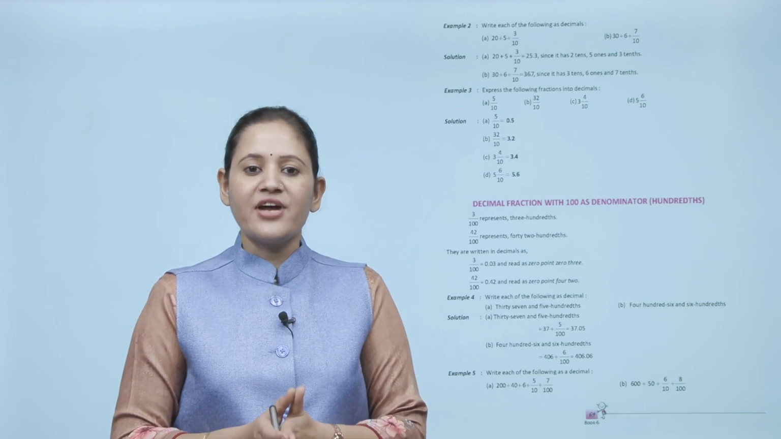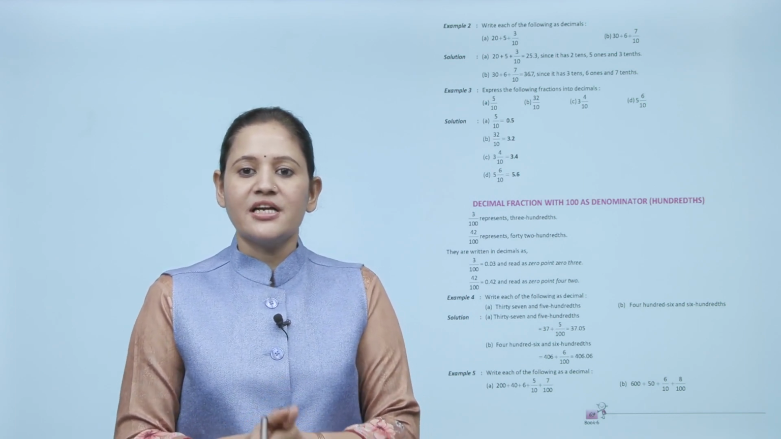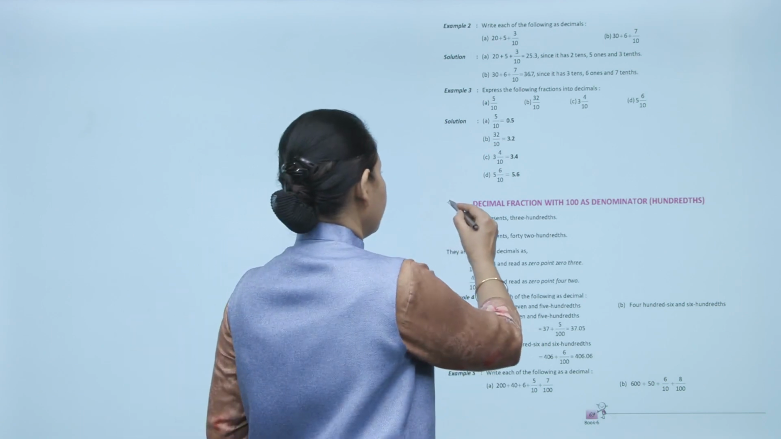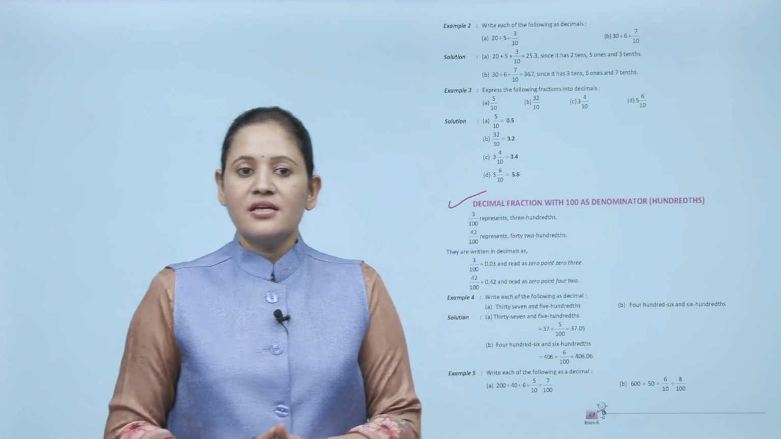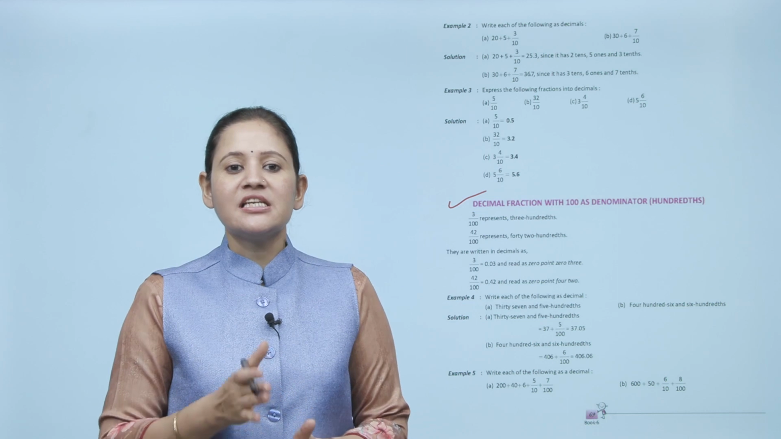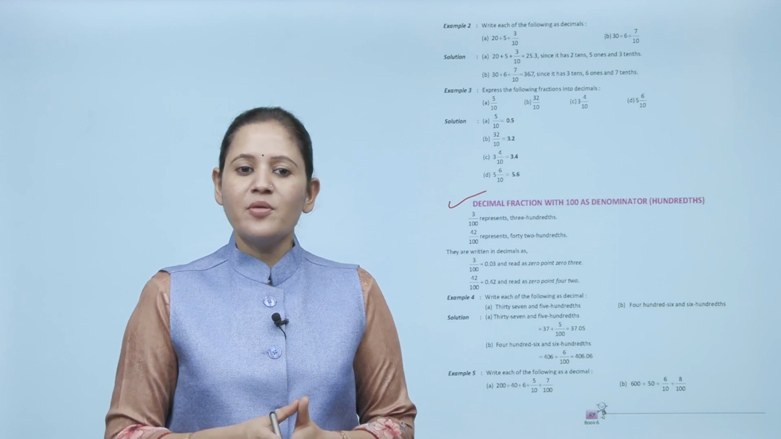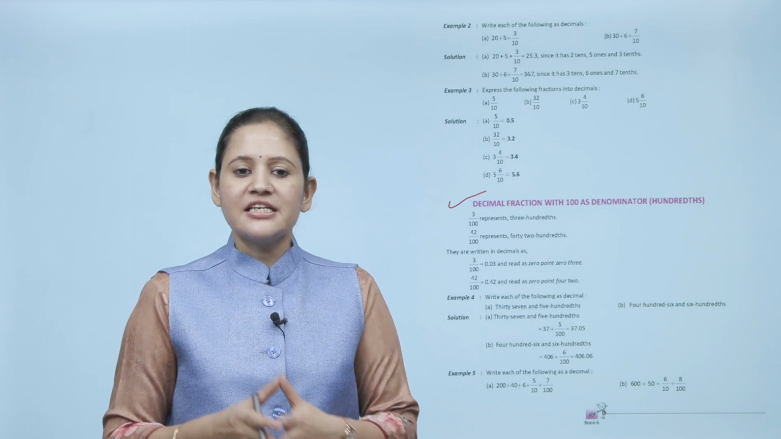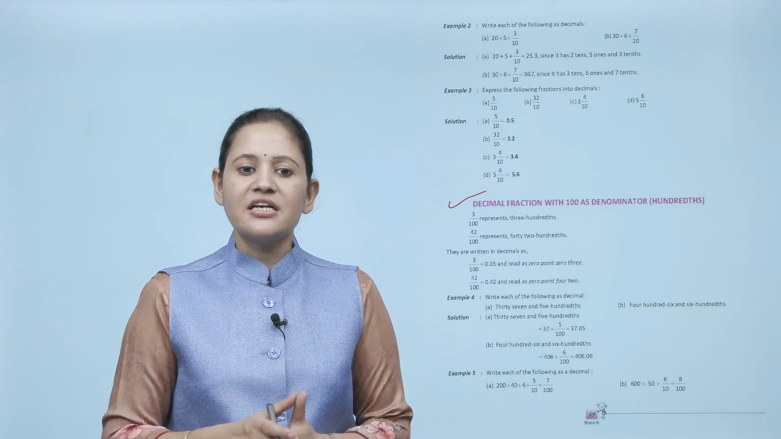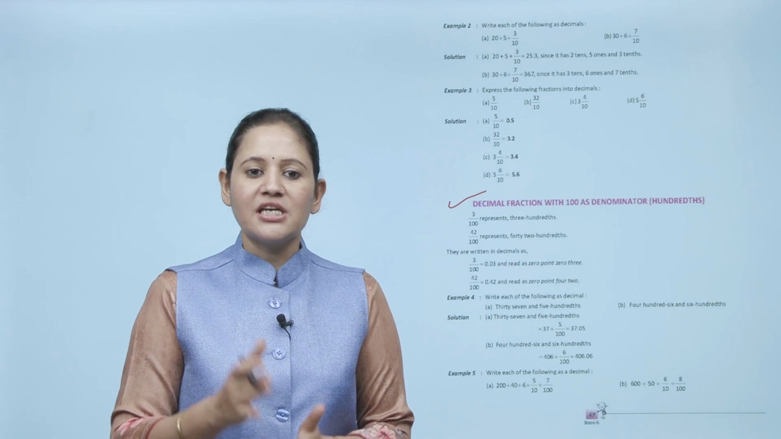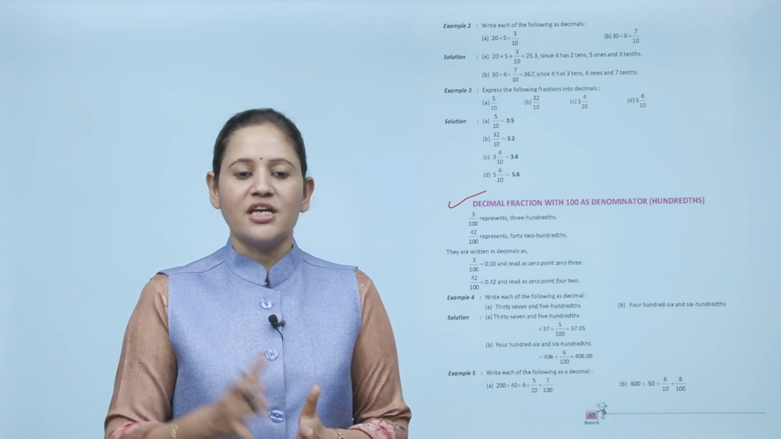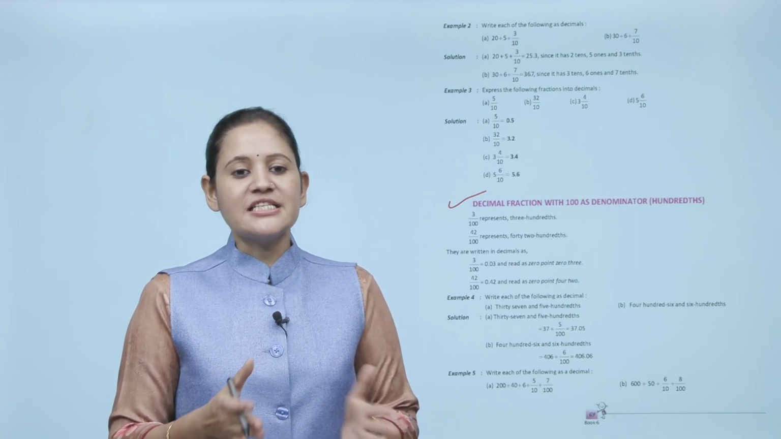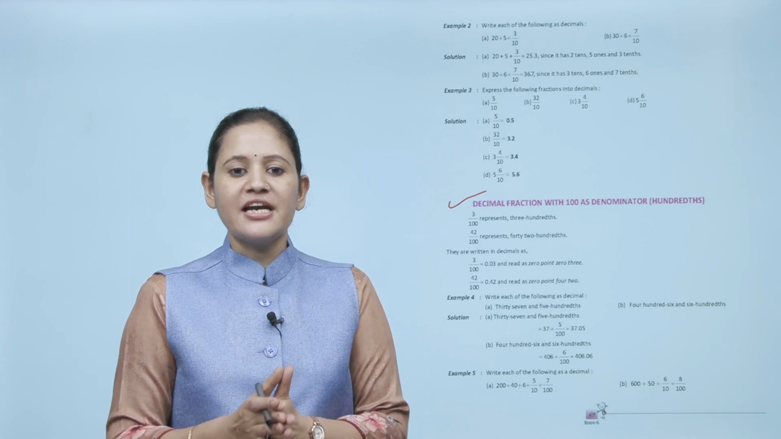Next is decimal fraction with 100 as denominator: hundredths. 3 upon 100 represents 3 hundredths. 42 upon 100 represents 42 hundredths. They are written in decimal as 3 upon 100 equals 0.03 and read as 0.03. 42 upon 100 equals 0.42 and read as 0.42.